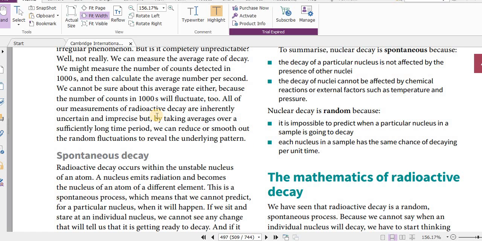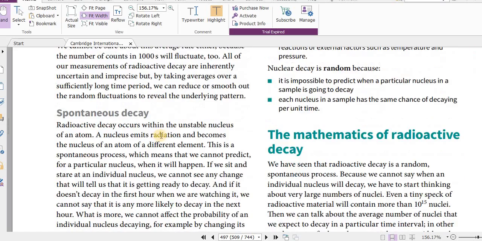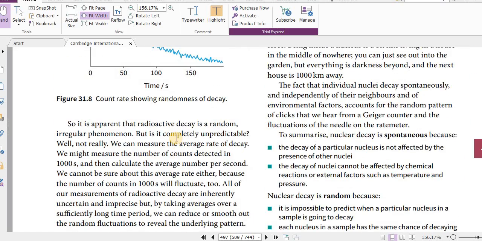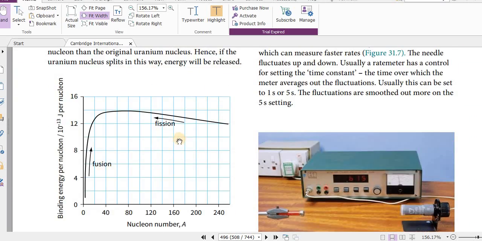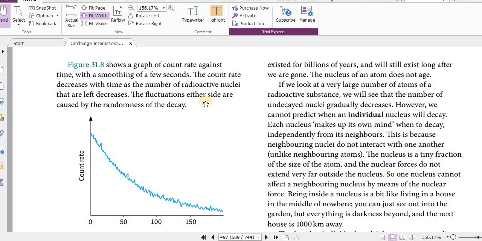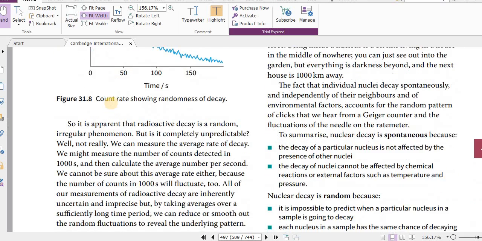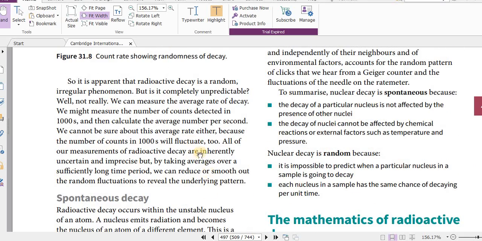Okay, so again, I think it's self-explanatory. So we can find the pattern. Now remember, this was about randomness, and here was an important point. Fluctuations here are caused by the randomness of the decay, and over here you see that by taking averages over a sufficiently long period of time, we can reduce or smooth out the random fluctuations to reveal the underlying pattern.